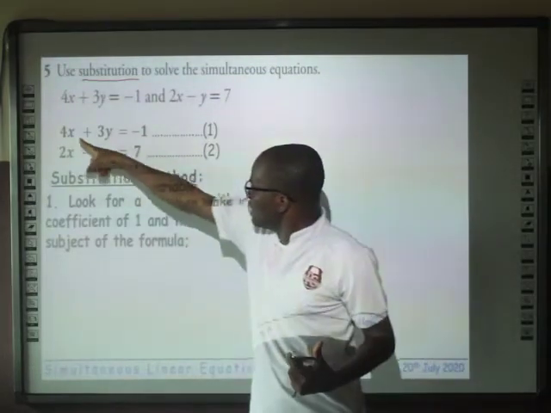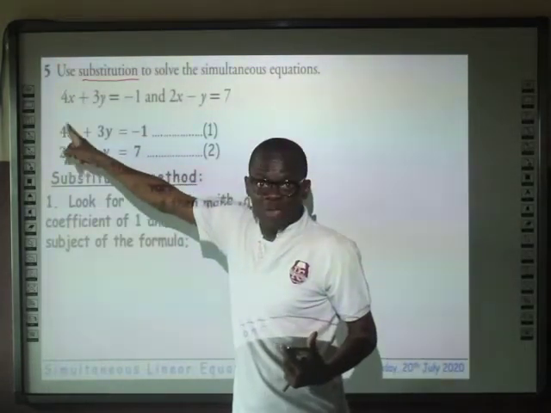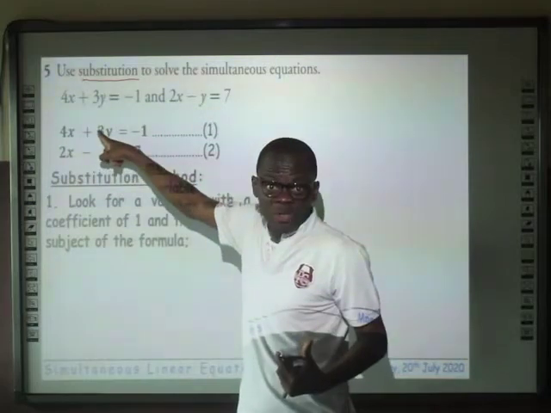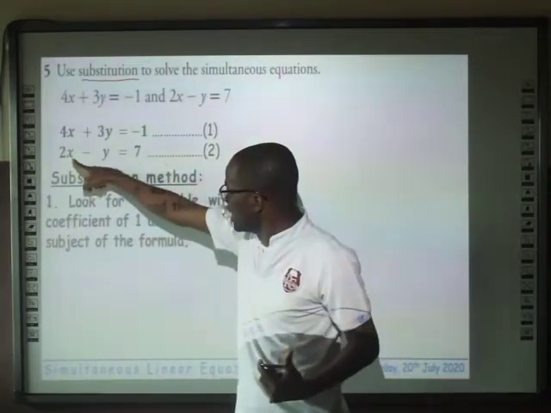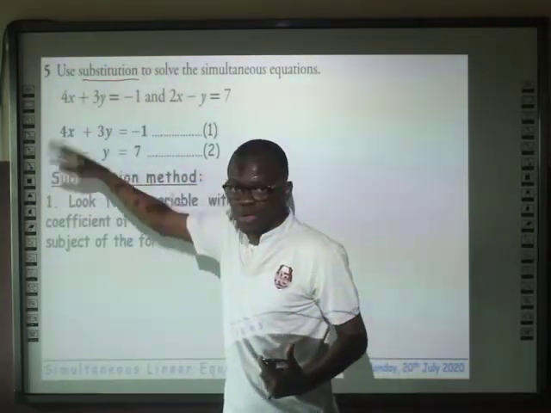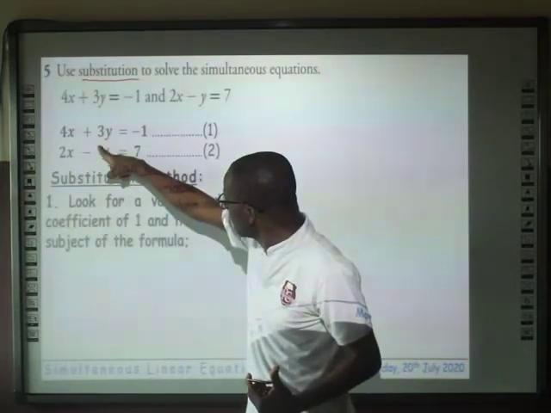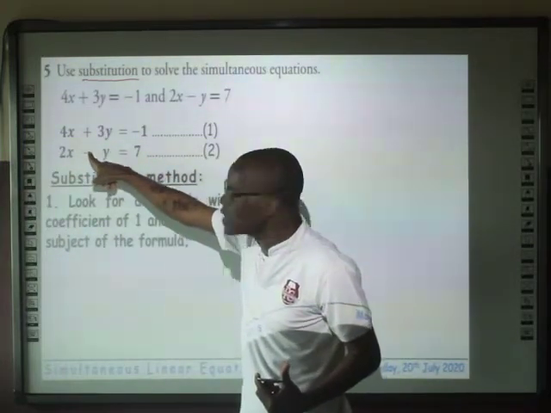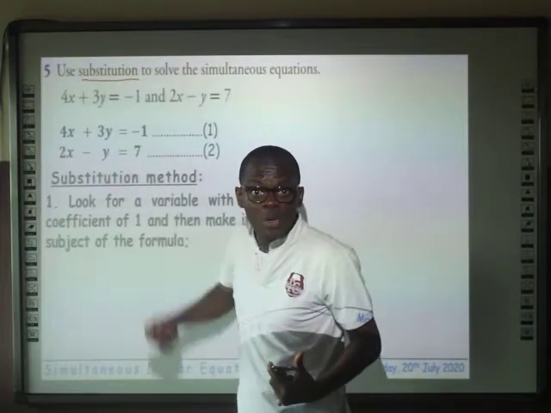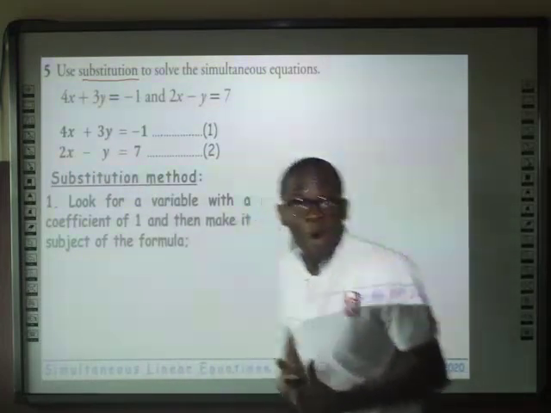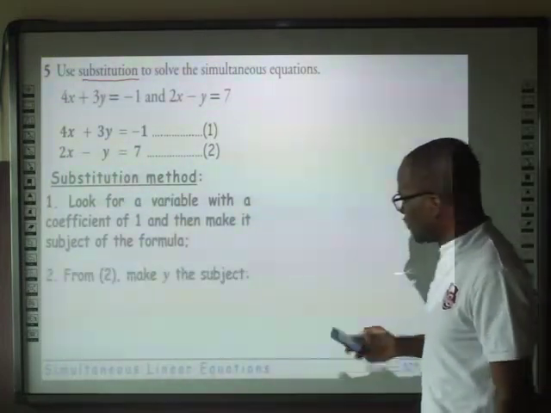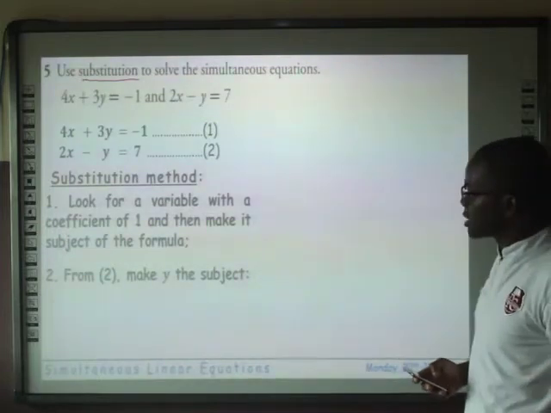Now, of course, x has a coefficient of 4 there, so you don't use that. Y has a coefficient of 3 in equation 1, you don't use that. In equation 2, x has a coefficient of 2, you don't use that. But y has a coefficient of 1, as a matter of fact, -1. So you use y from equation 2 and make it the subject of the formula.